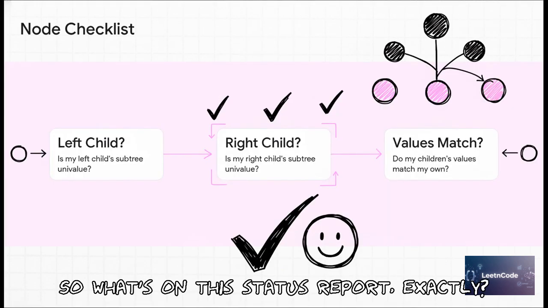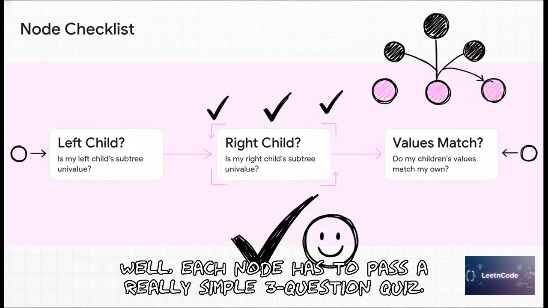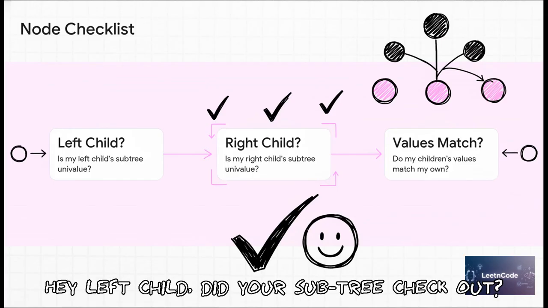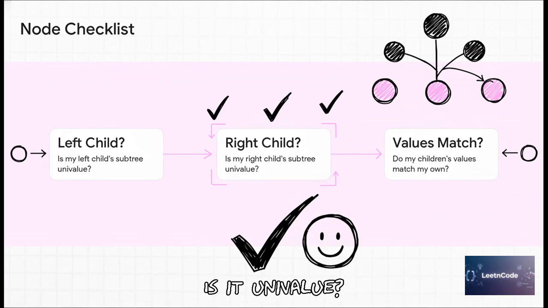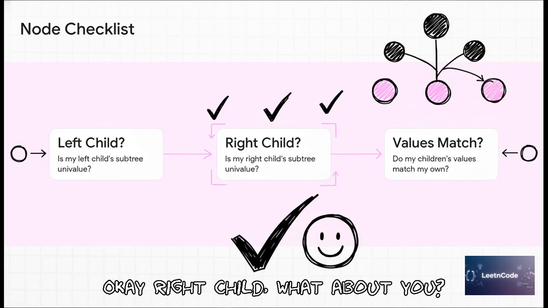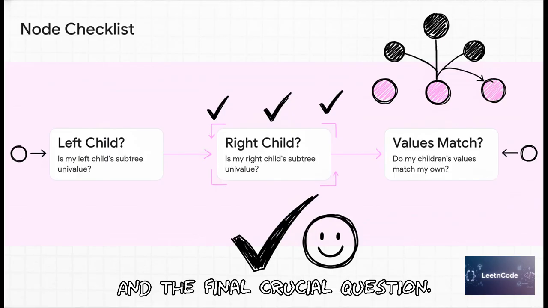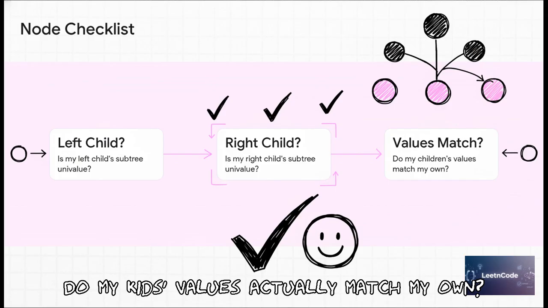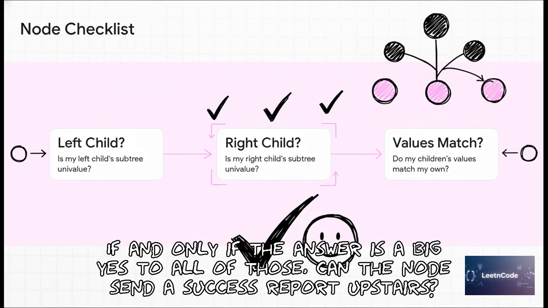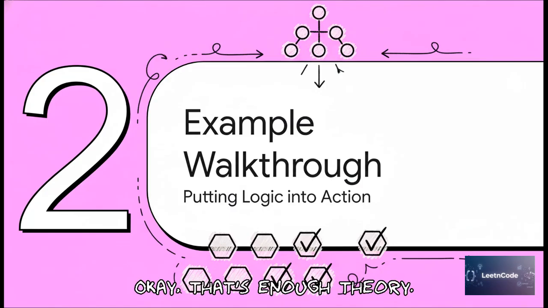So what's on this status report exactly? Well, each node has to pass a really simple 3-question quiz. Question 1. Hey, left child, did your subtree check out? Is it Univalue? Question 2. Okay, right child, what about you? Are you good? And the final crucial question, do my kids' values actually match my own? If and only if the answer is a big yes to all of those, can the node send a success report upstairs. Okay, that's enough theory.